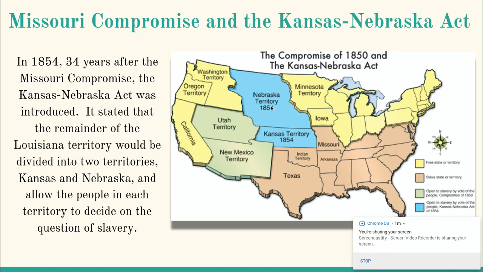So who's going to be angry by this? Originally, slavery was supposed to be outlawed. Now they're saying, okay, the people here can decide whether or not they want to allow slavery in their territory. Is the North going to be upset, or is the South going to be upset? If you chose the North, then you are correct. Okay, so the North is going to be upset because originally slavery was outlawed here.